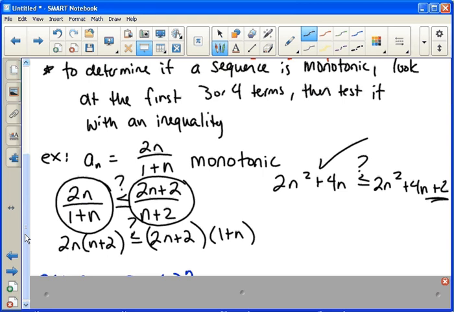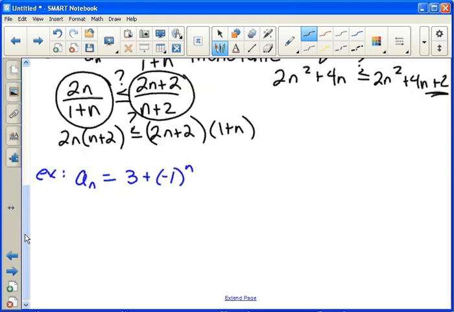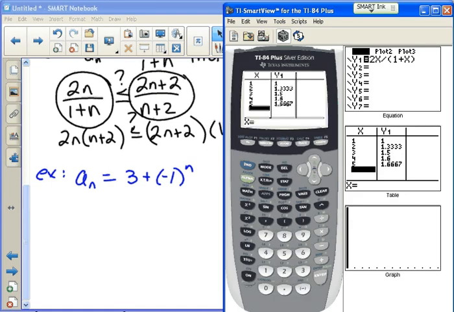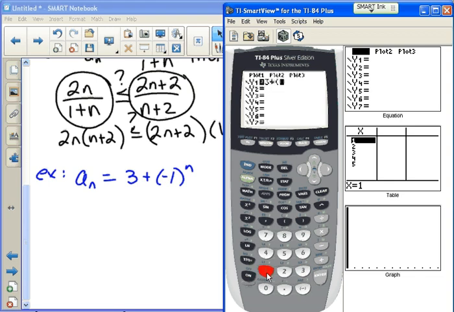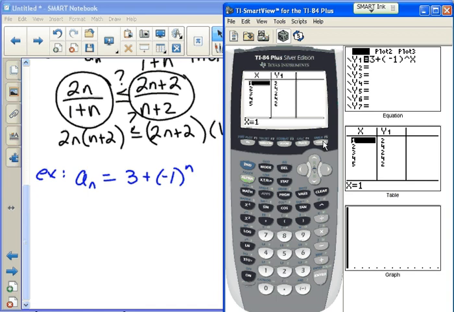Okay, another example. 3 plus negative 1 to the n. So let's plug this in the calculator. 3 plus negative 1 to the n. And we go to the table. And hopefully you can tell right away this is not monotonic. We don't even have to bother doing the test because this is clearly not monotonic. It goes from 2 up to 4 and then back down to 2.